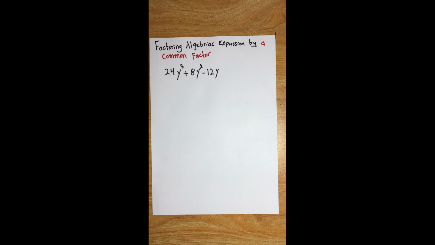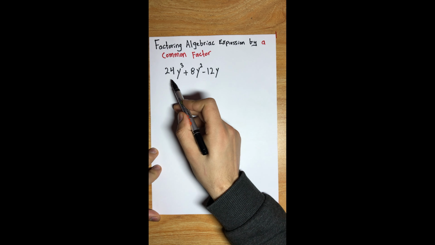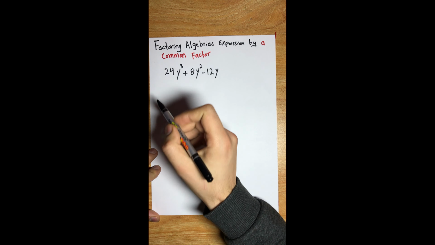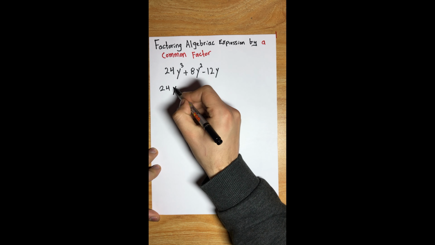So, to start, we have to factorize each of these terms. So the first term is 24y cubed.